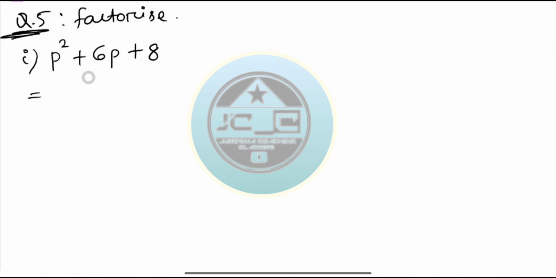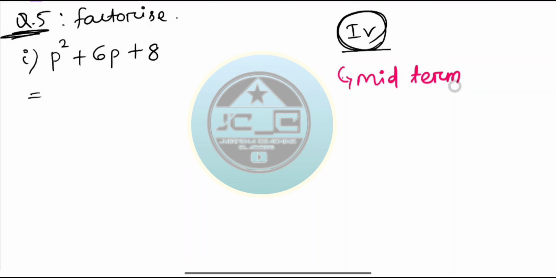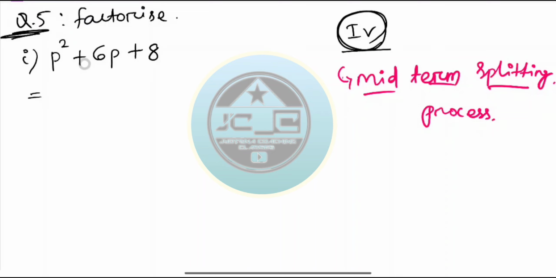Now for question number 5, the fourth identity is going to be used here, which in another word is known as the mid-term splitting process. Now we can have p square. Mid-term means this one should be split into two different terms, right? The mid-terms would be split.